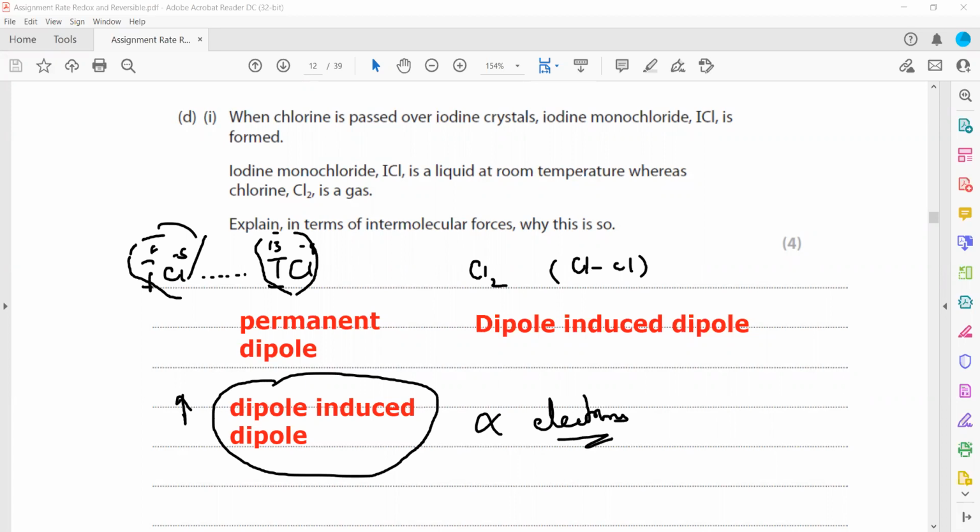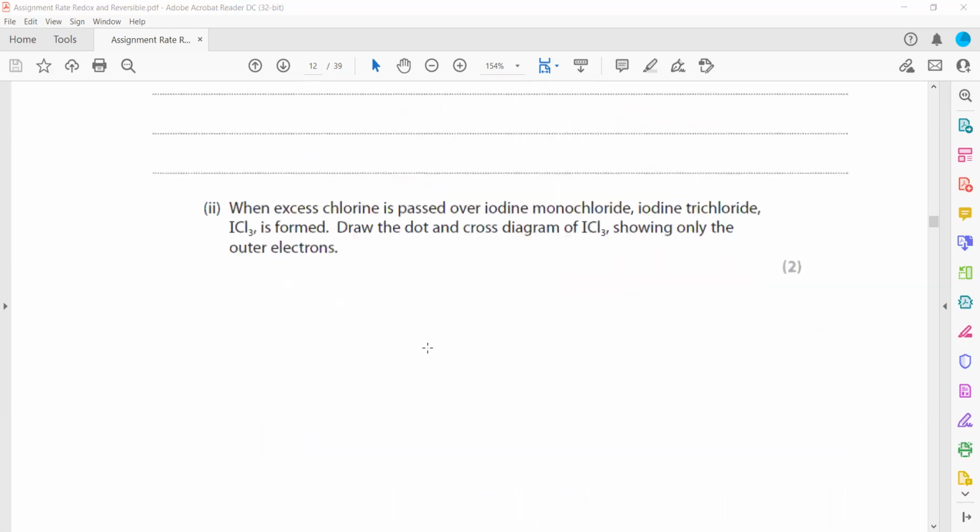So you can mention that in ICl there are more electrons, that's why the London forces, or dipole induced dipole forces, are stronger, which leads to a higher boiling point, or higher melting point. Or we can also say that we need more energy to overcome the intermolecular forces. So it is important that you compare the two substances that way.